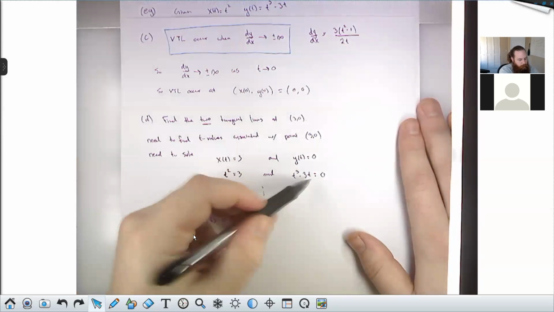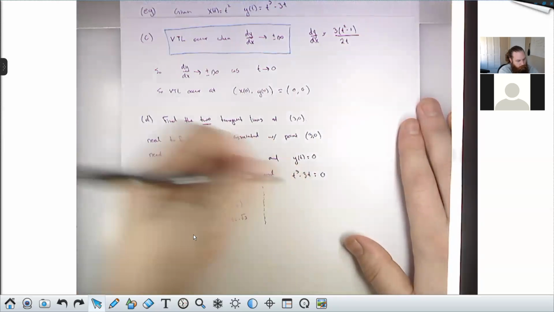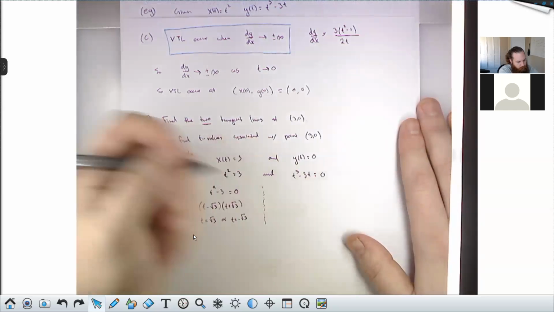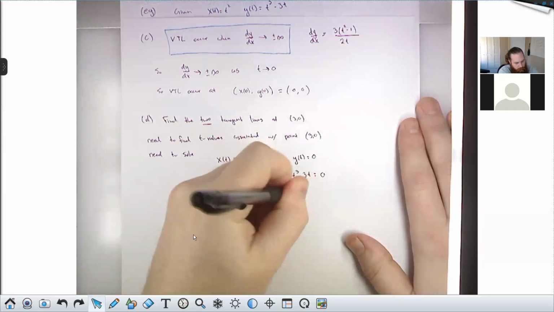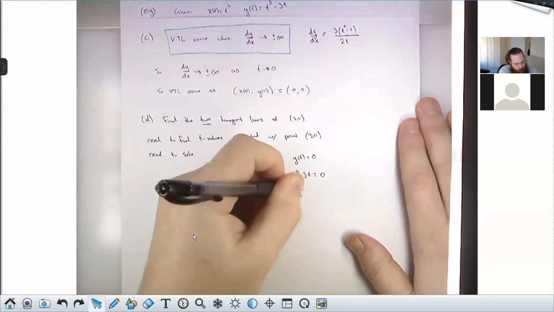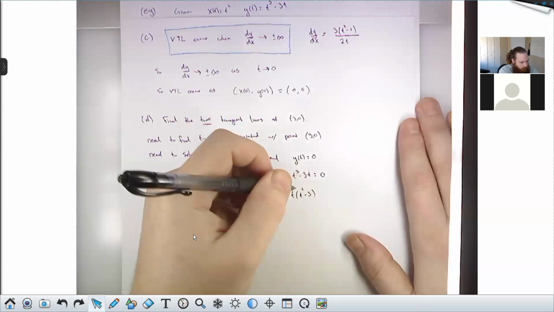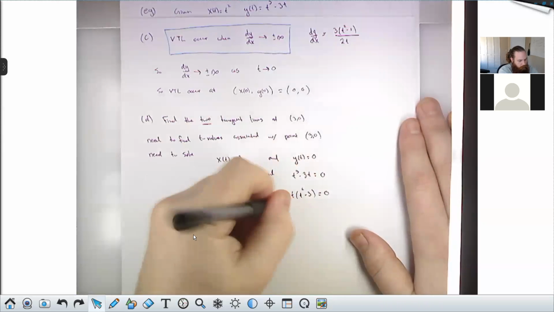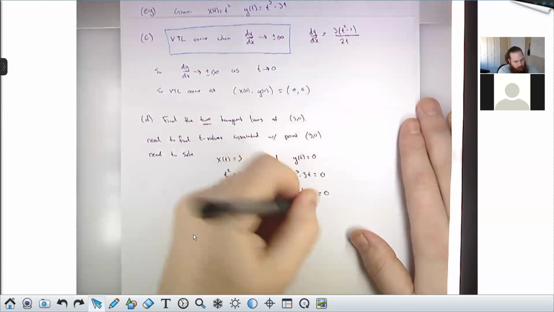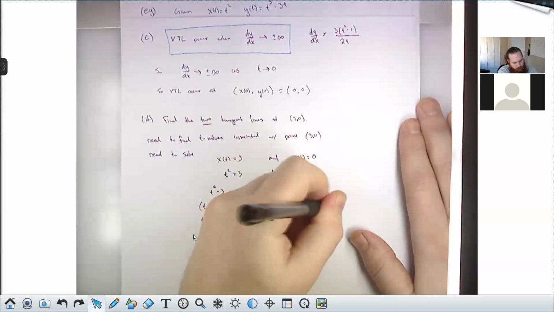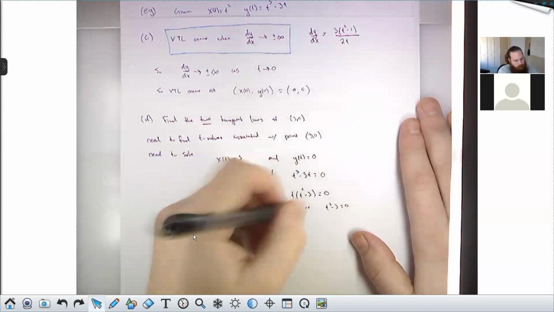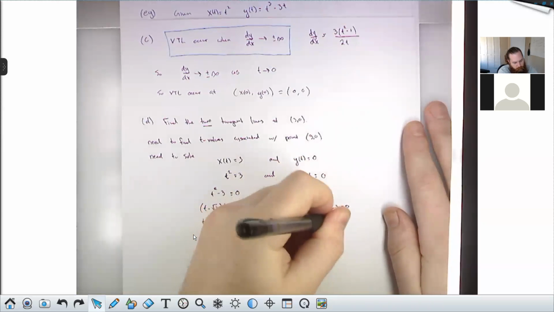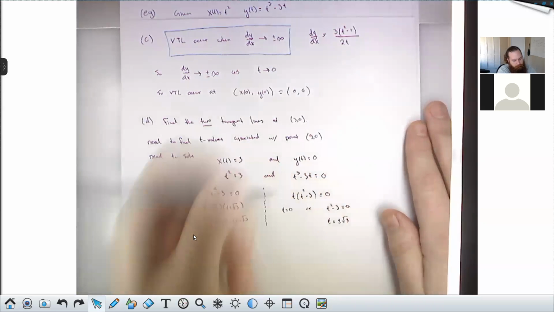And t cubed minus 3t equals 0. We can solve this by factoring also. This is t times t squared minus 3, right, equals 0. And so we get t equals 0 or t squared minus 3 equals 0. T equals 0 is just t equals 0. This guy again gives me t equals plus and minus the square root of 3.